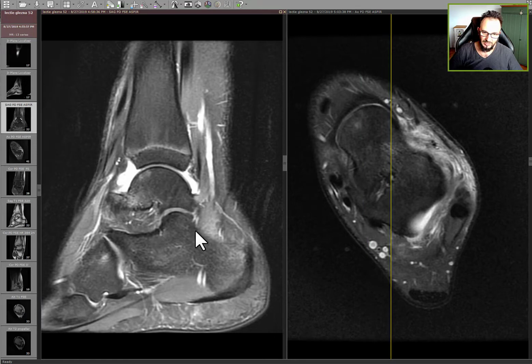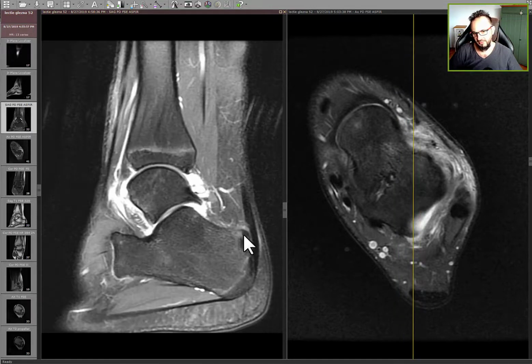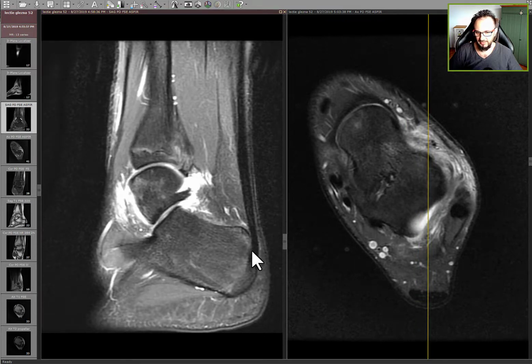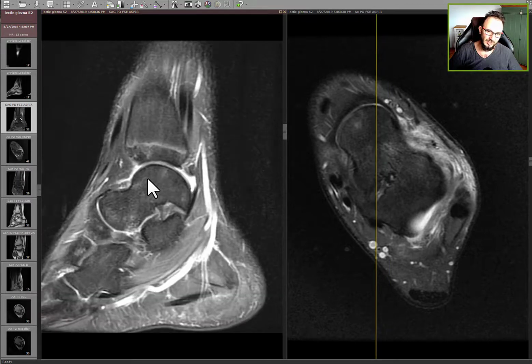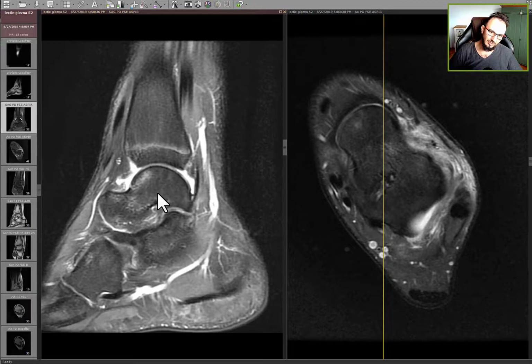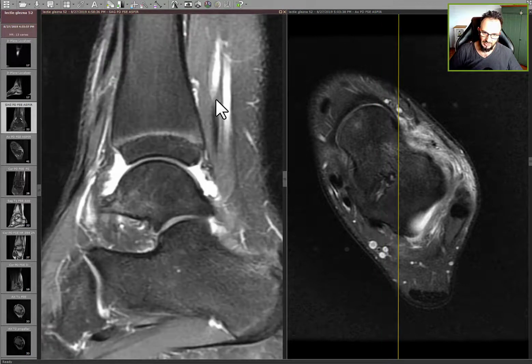So what can we see? At first glance there is a fracture line here, which is quite specific for a stress fracture near Achilles tendon insertion. There is a small bone marrow edema around it. There are other bone marrow edema areas here in the anterior aspect of the talus. There is fluid inside the tibiotalar joint.